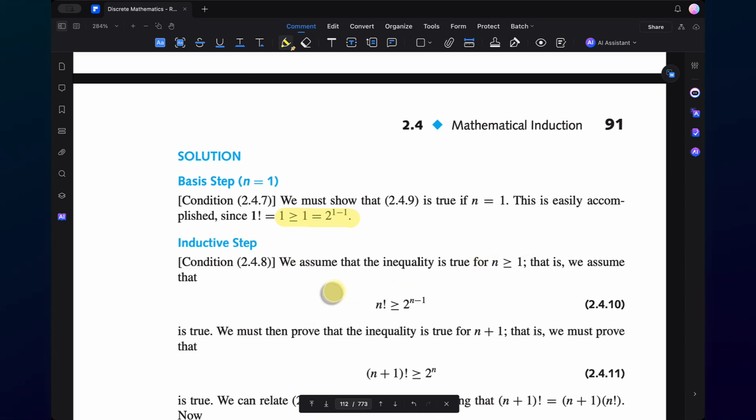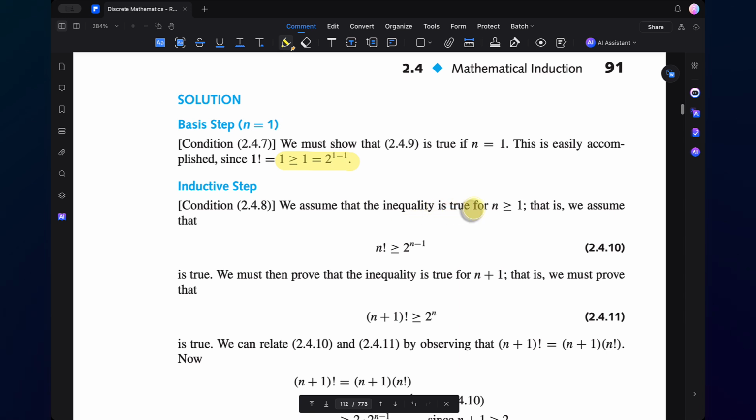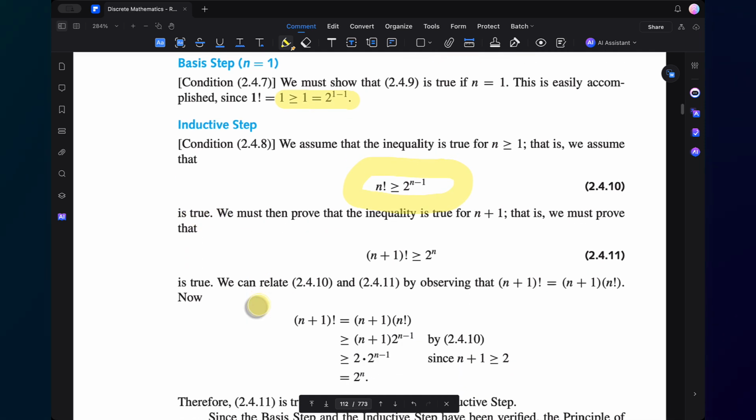So we assume that this inequality is true for some n greater than or equal to 1. That is, we assume that this is correct, or in other words, is true. Now we must prove that the inequality is true for n plus 1. That is, we must prove that this is correct. Okay, so how do we do that?